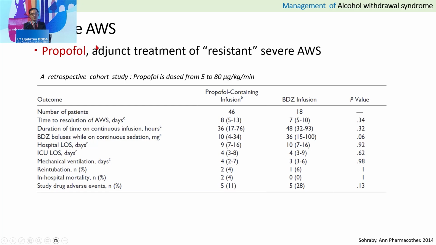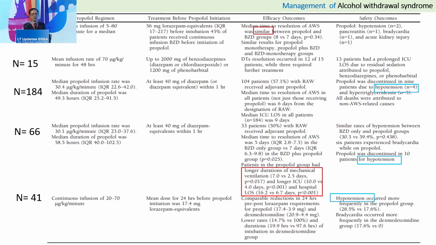In cases of resistant severe alcohol withdrawal syndrome, propofol can be used as an adjunct treatment. A retrospective study shows propofol helps manage AWS effectively with comparable outcomes to benzodiazepine infusions, especially when standard treatments fail. Studies show propofol provides comparable outcomes to benzodiazepines, though it may lead to longer ICU stays and increased risks like hypotension and bradycardia.